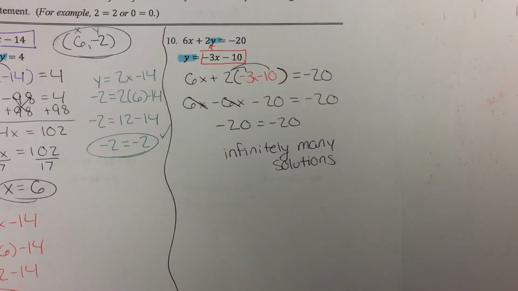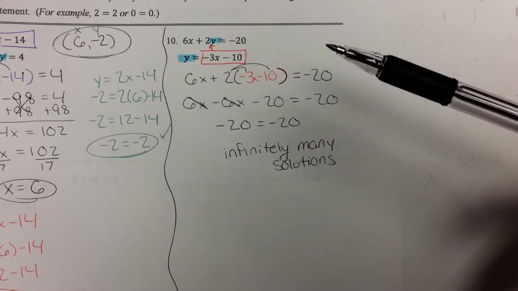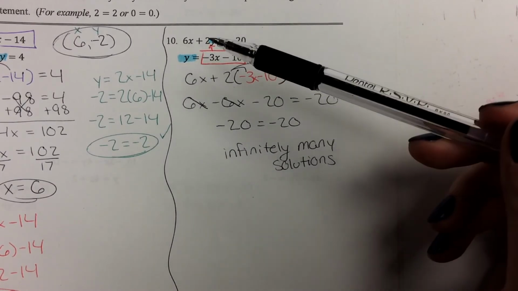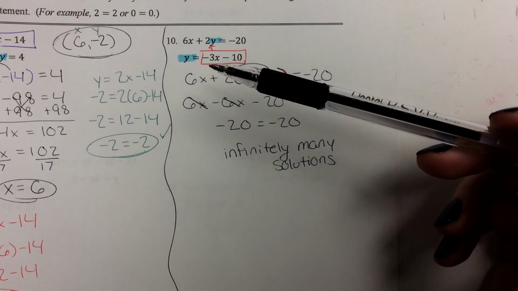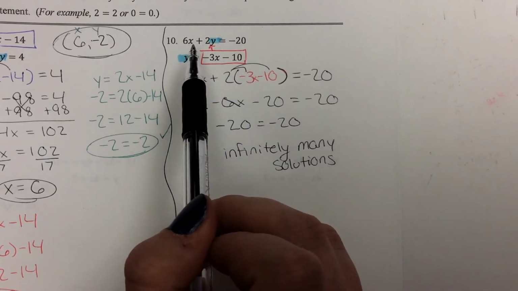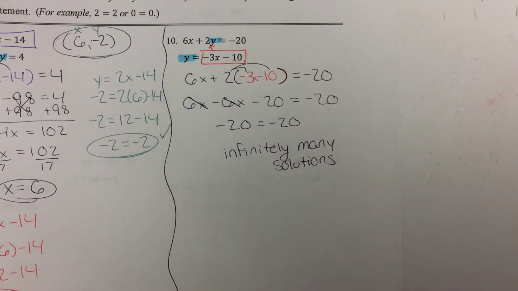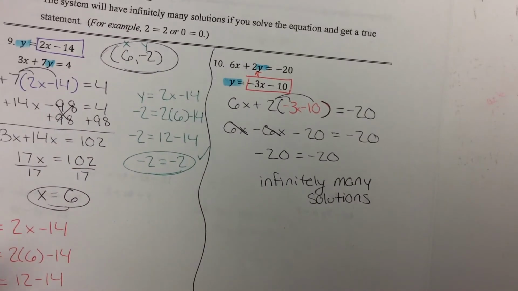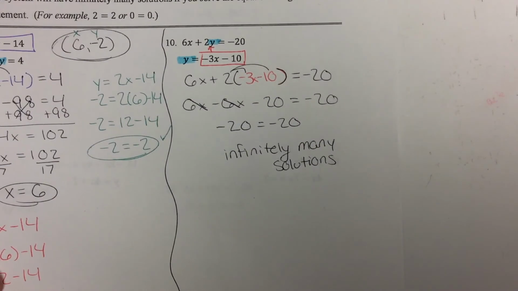How can we check that? Well, we said in section 1 that if lines have infinitely many solutions, if they are the same line, then these should be the same exact equation, okay? So let's convert this first one into slope-intercept form so that it's y equals, just like the second one. And if they come out to be the exact same equation, then we know that it's infinite solutions because they are the exact same line.